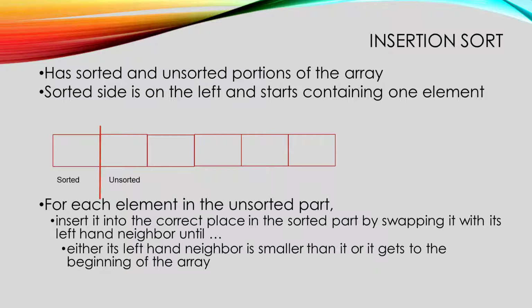In order to sort the array, we're going to take each element in the unsorted part and swap it with its left neighbor until either its left neighbor is smaller than it is, or it gets to the beginning of the array. At that point, it will be in the right place in the sorted part of the array, and the sorted part of the array will have grown by one position.